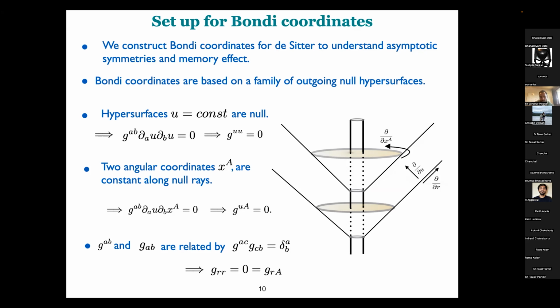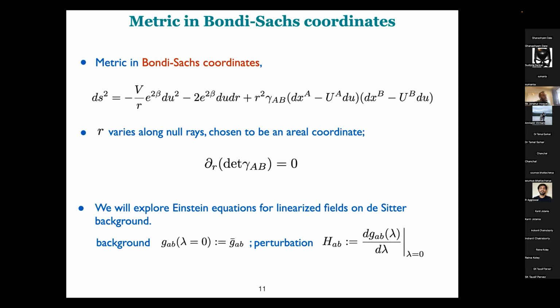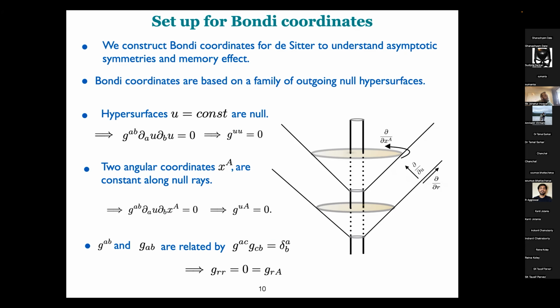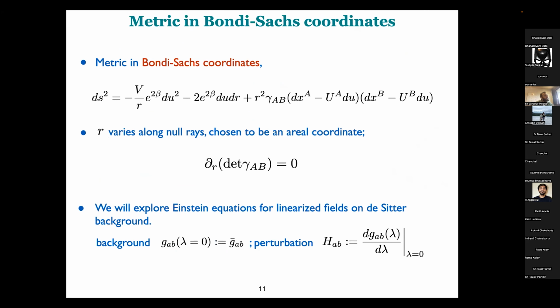Then if you write the metric in the down index form, then g^{uu} and g^{uA} go to g_{rr} and g_{rA} equal to 0. So this is a special choice of coordinate system which restricts the metric to be in this form. This is the Bondi-Sachs metric in this coordinate, because you see there is no g_{rr} part and no g_{rA} part in this metric.